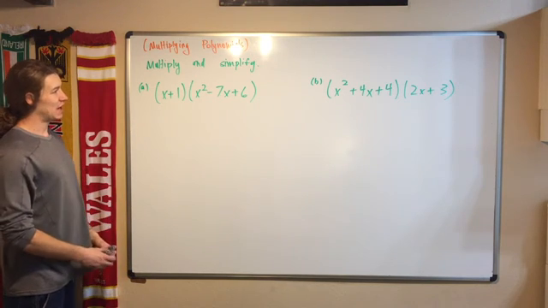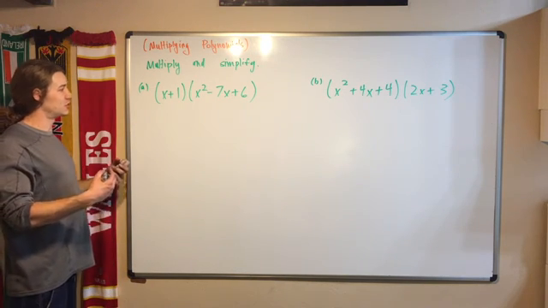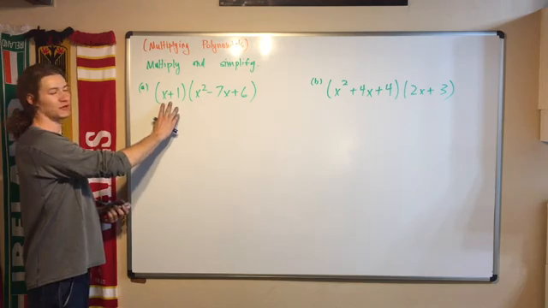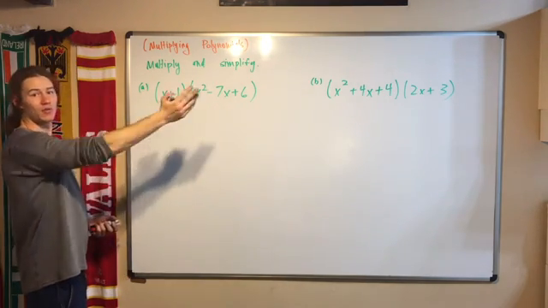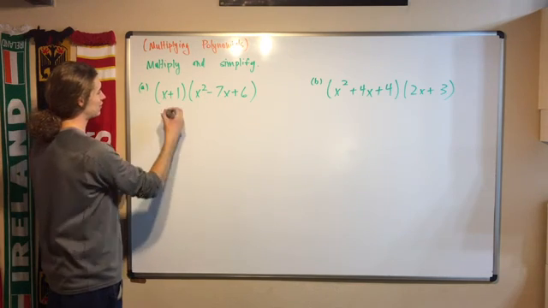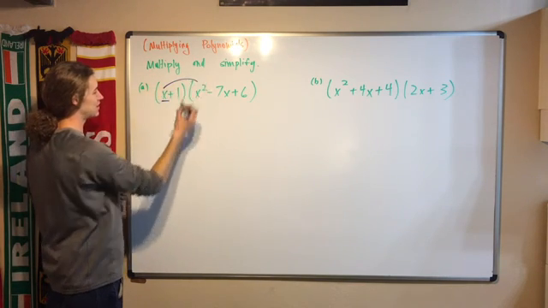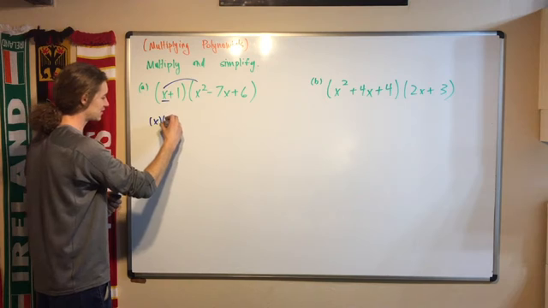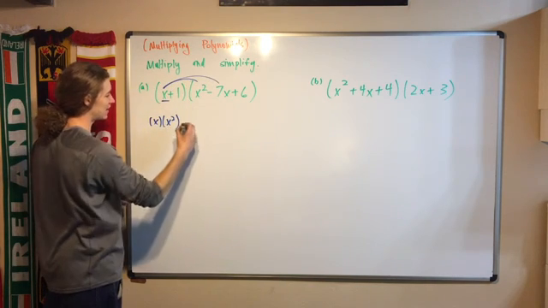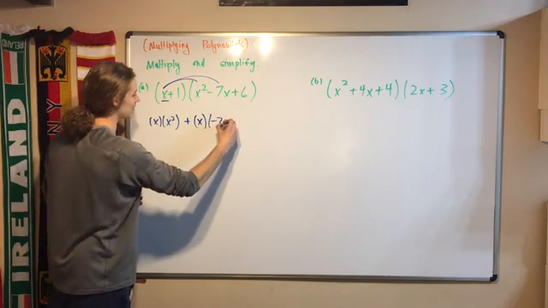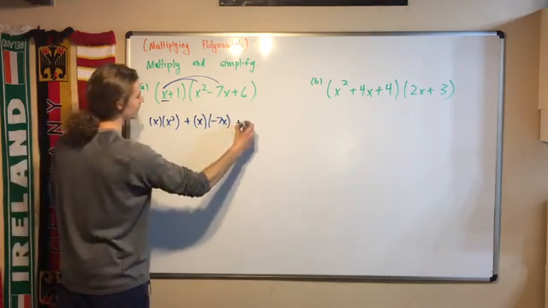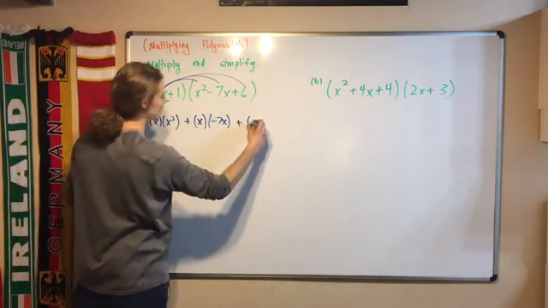So what we'll do, again, is we're just going to distribute every term in my first polynomial to every term in my second polynomial, and I'm just going to add all the products. In other words, let's start with x and distribute x into x squared. So that's going to be x times x squared. Then x into negative 7x. Well, that's just going to be plus x times negative 7x. And add to that x times 6.